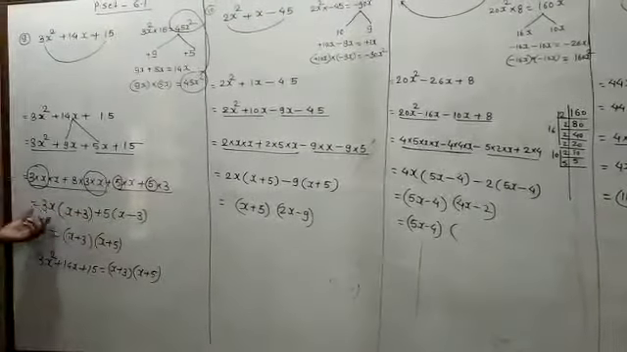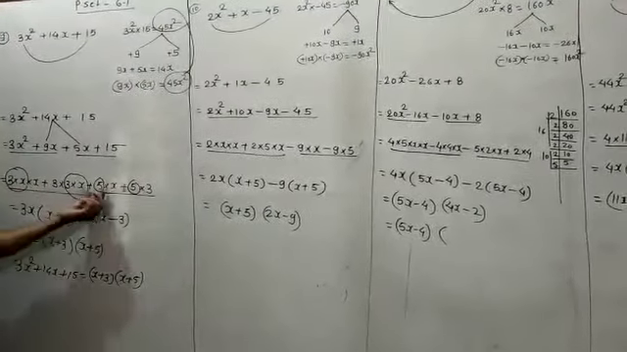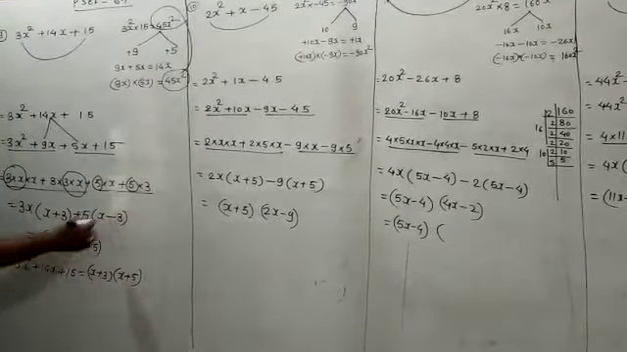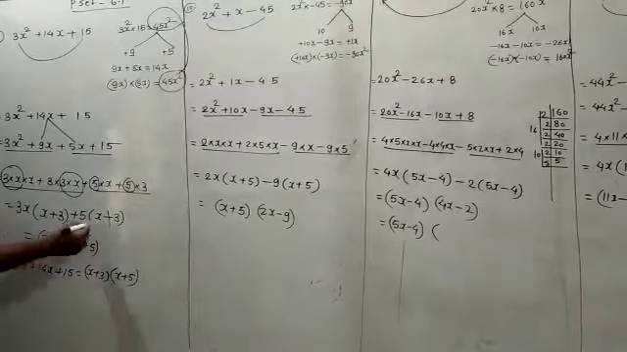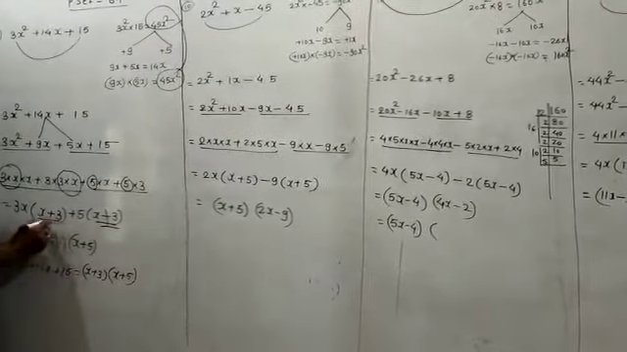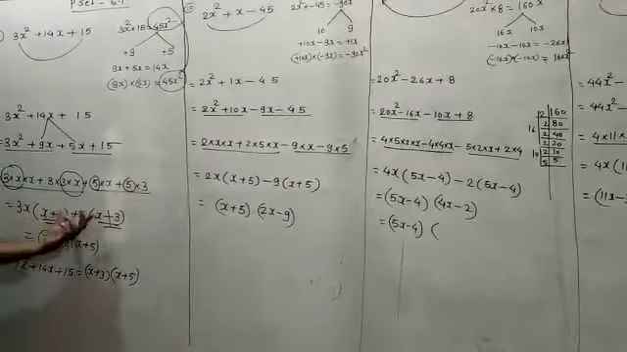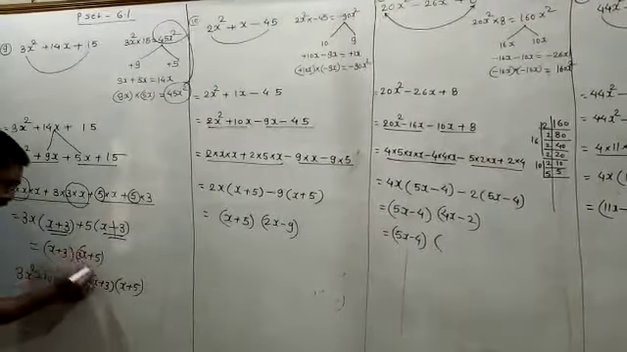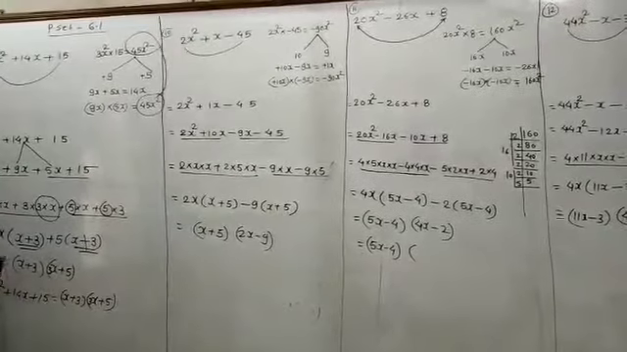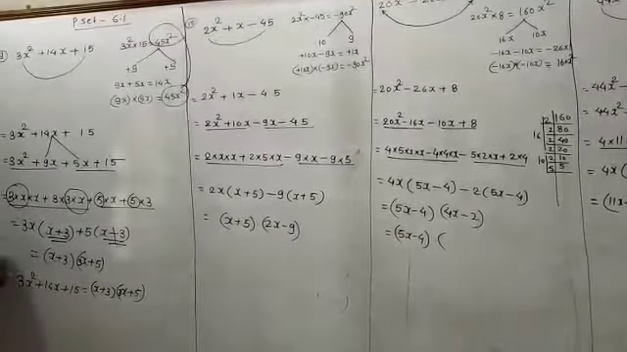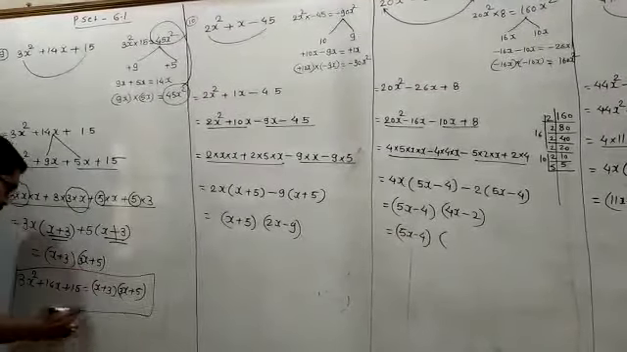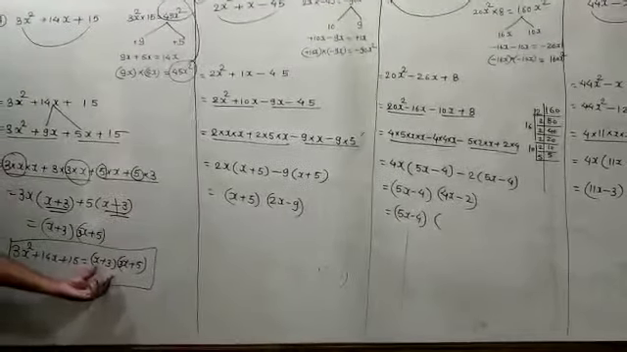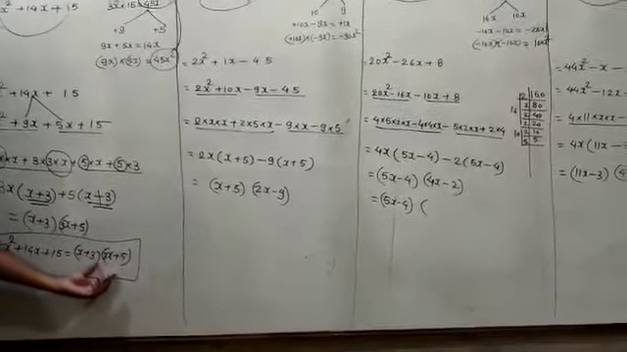If 3x comes common, x plus 3 you have to write in the bracket. If 5 comes common, then x plus 3 will come in another bracket. For this step, both the brackets have to be the same, and they are coming the same. So take out x plus 3 common. Then 3x plus 5 you have to write in another bracket. So the factors of 3x² plus 14x plus 15 are x plus 3 in one bracket and 3x plus 5 in another bracket.